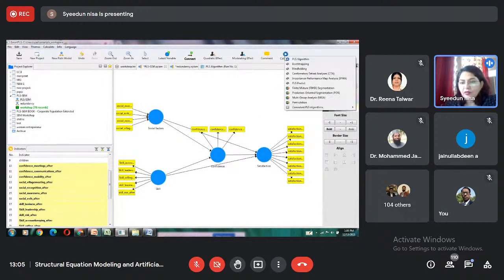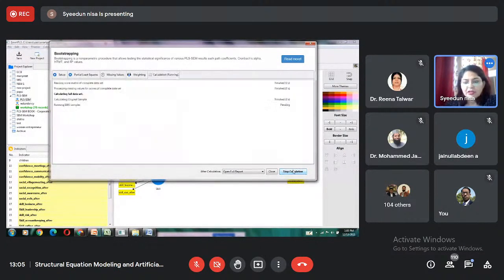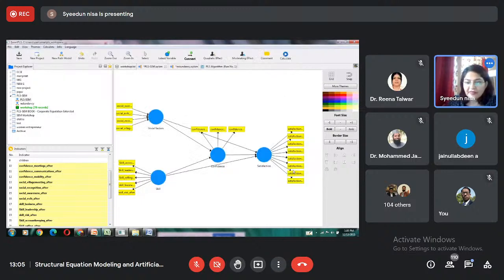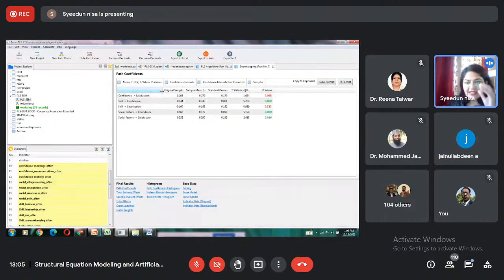So here again, calculate bootstrapping. Okay, and start calculation. You will see whether direct and indirect both effects are there or not. Total effect, like in mediation, you should check for both direct and indirect effect. What we were doing was the indirect effect, so we can check the direct effect also. Okay, so this model was created here, we can see that for confidence with satisfaction or skill with satisfaction, the direct effect is not significant.